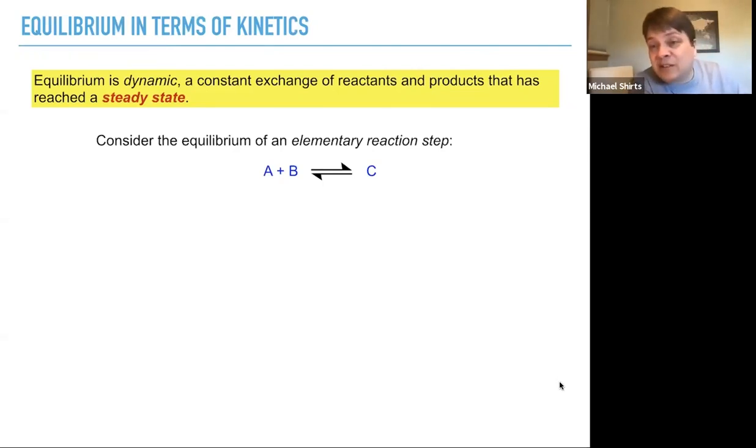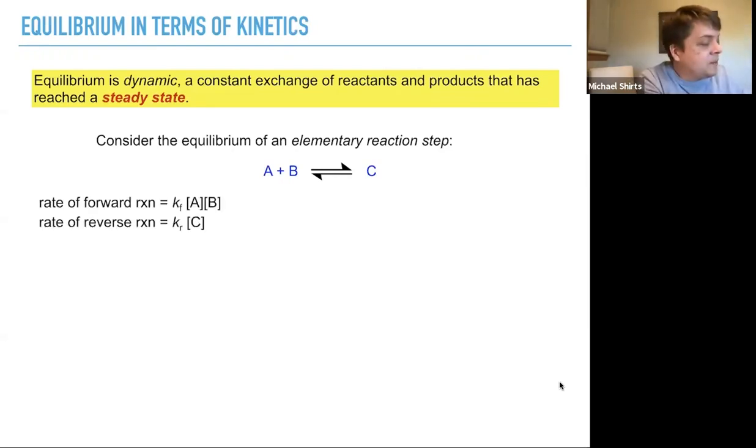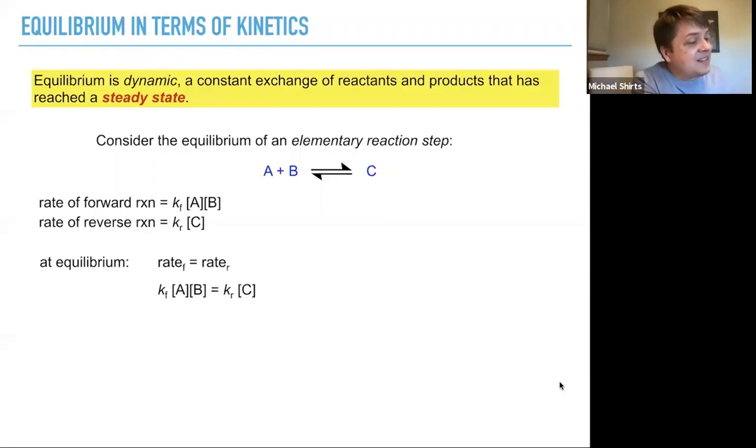We're assuming it's an elementary step, so we can figure out the mechanism just by looking at the stoichiometry. So the rate of the forward reaction is going to be some constant times the concentration of A times the concentration of B. The rate of the reverse reaction will just be some rate constant, we don't know what, times the concentration of C. And at equilibrium, the rate forward and the rate reverse have to be the same.